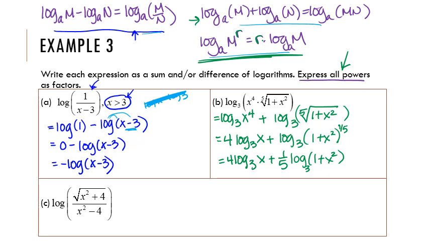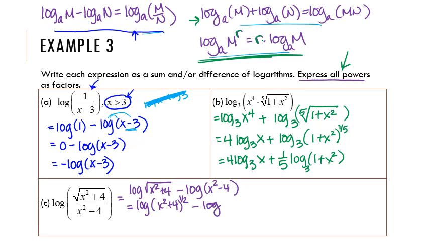Looking at letter C. So I'm going to use that division property first. So this is the log of the square root of x squared plus 4 minus the log of x squared minus 4. Okay, I can go another step further. So this is the same thing as x squared plus 4 to the 1/2 power. And for this one, I can actually simplify this out as x plus 2 times x minus 2. So this gives me 1/2 times the log of x squared plus 4.